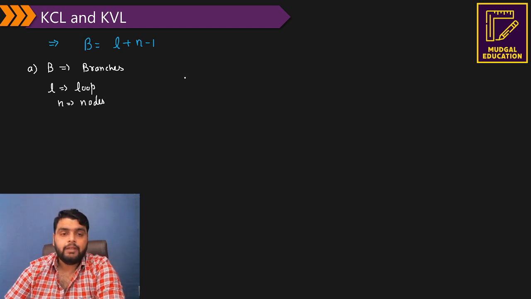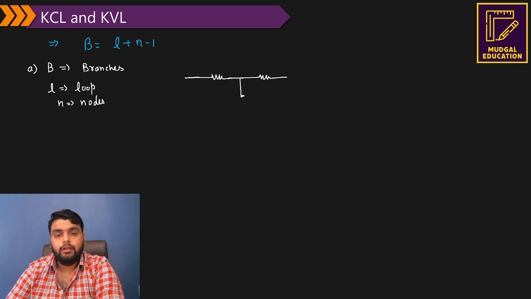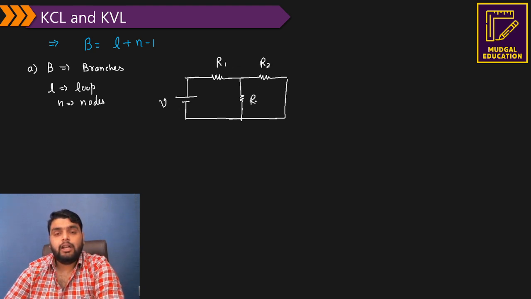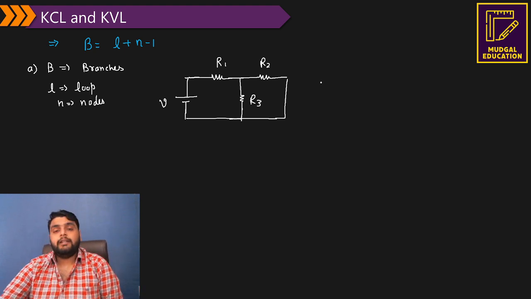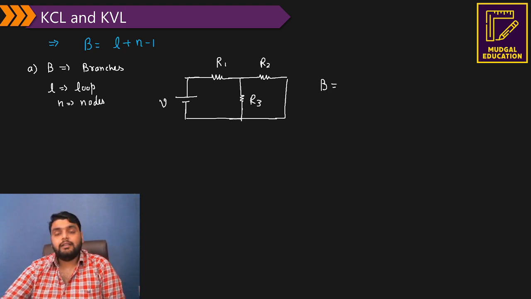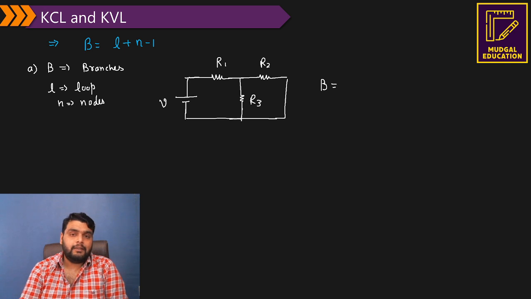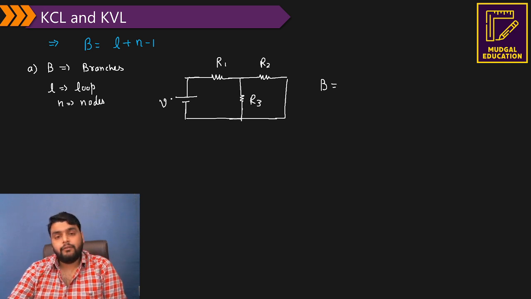For example, let me draw one circuit here and let me check whether this formula is applicable or not. Now if you observe this particular circuit, how many branches are there? Branches represent an element in a circuit. So we have 1, 2, 3, 4. We have 4 branches here.